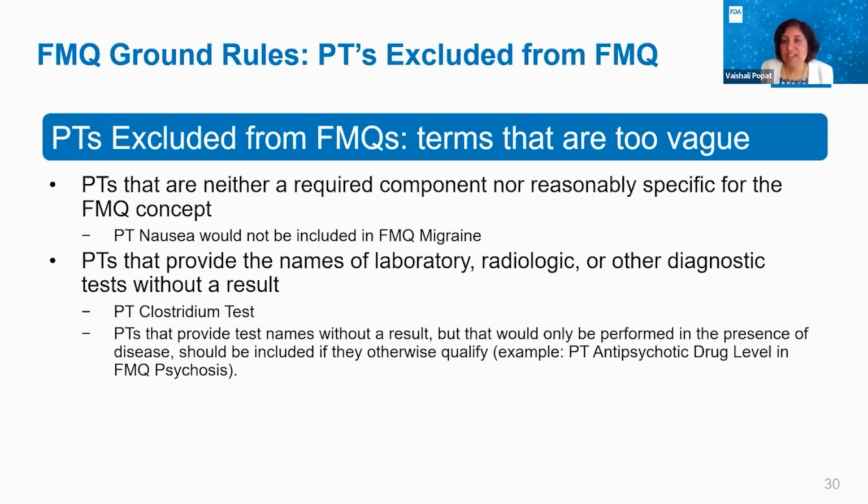So for example, if there is antipsychotic drug level reported as a PT, then it is included in the FMQ psychosis as a broad term, because they would not have checked the antipsychotic drug level if the patient did not have psychosis. We also note that antipsychotic drugs can be used in other conditions too. Therefore, it is included in broad. But the fact that they check the drug level does mean that there is a reasonable probability, and that's why it is included. Next slide, please.